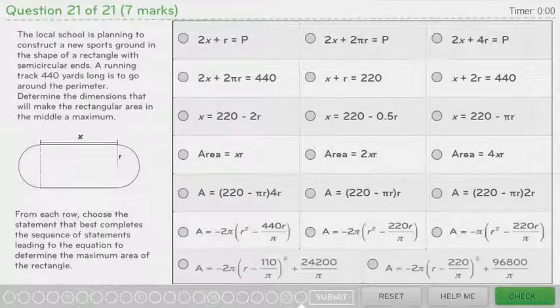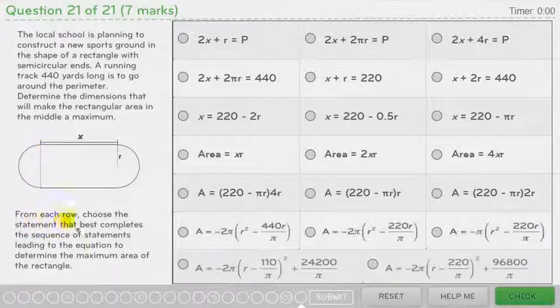In this question, we were given the information that a local school is planning to construct a new sports ground in the shape of a rectangle with semicircular ends. A running track, which is 440 yards long, is to go around the perimeter. So as you can see, we have a rectangle, semicircular ends, and we're going to have a perimeter of 440 yards. We need to determine the dimensions that will make the rectangular area in the middle a maximum.